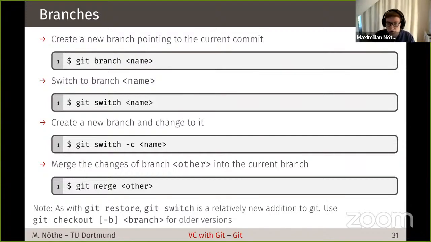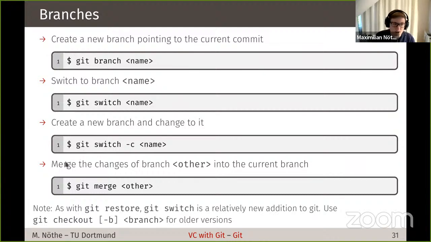Let's talk a bit about how we work locally with branches. We can use git branch to create a branch, and git switch to switch to another branch. And because it's so common, if I want to start working on a new feature, to switch to a branch I just created, there is a nice switch for this. I can add the -c option for create, and then I basically do these two commands in one step. So I create a new branch named name and then immediately switch to it.